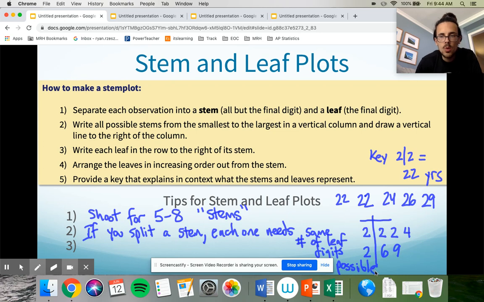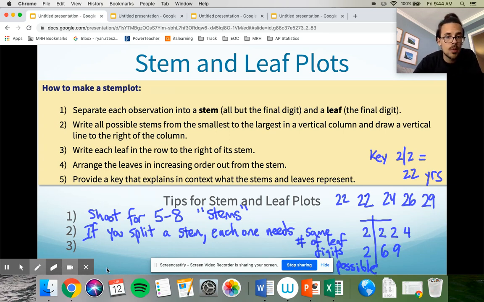That's a wordy way of saying that if I'm going to split 20 to 29 like that, I need to split it down the middle, so each group has the same number of possibilities. You wouldn't want to go 20, 21, and then 22 through 29. You split it so they have the same number of options possible.